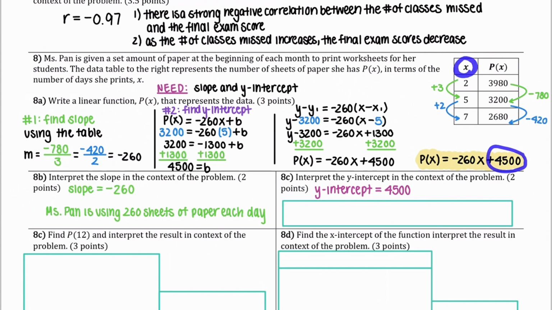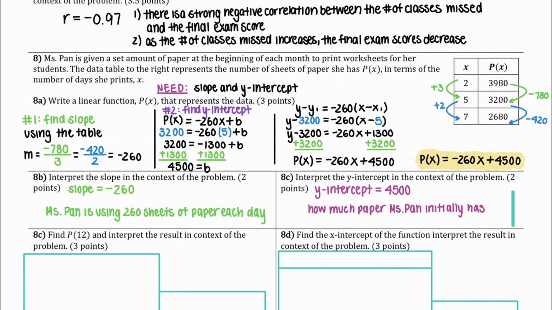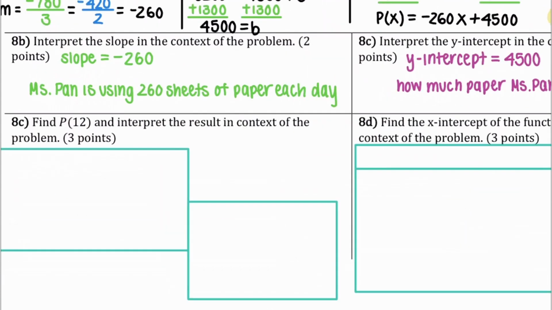Definition of y-intercept is when x is 0. So when x is 0, that means 0 days has passed, or in other words, our initial value. So y-intercept tells us how much paper Miss Pan initially has or starts off with. So let's break this down in English. This is saying that Miss Pan is starting the month with 4,500 sheets of paper, and every day she is losing 260 sheets of paper. That's what it's saying.